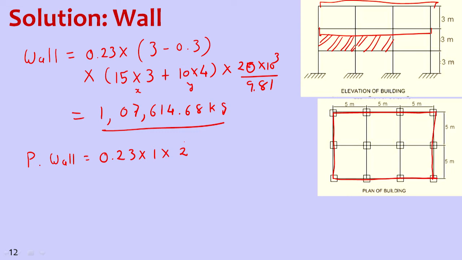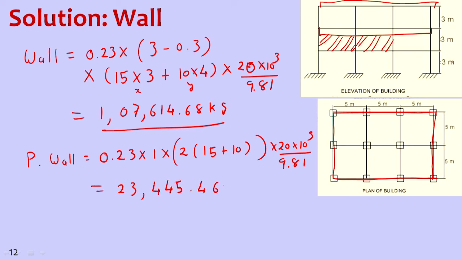So the length will be the perimeter, 15 plus 10. This is the length, and again density, 20 into 10 raised to 3 divided by 9.81, is equal to 23,445.46 kg. So this is the total weight of a parapet wall. We want to get the final calculation of M1, M2 and M3.